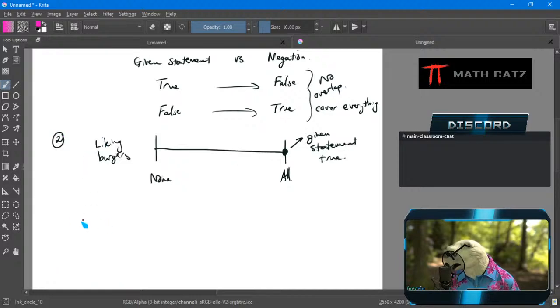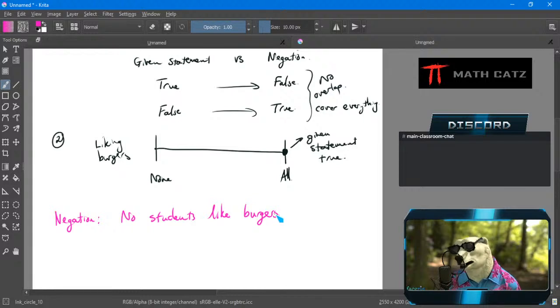Come on, pink. There we go, pink. This is now my negation attempt. Very often, if you just chat with people or elementary school kids or anyone, and you ask them, what is the opposite of all students like burgers? The majority will say, no students like burgers. And the tendency when I think about opposite is to flip it around to the other side over here.